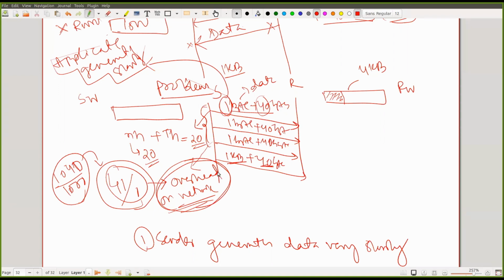Then the sender sends another 1 KB of data, let's say. Because the receiver has a 4 KB buffer, as long as the buffer is not full, you can go and send the data. So another 1 KB of data is sent and sits in the buffer. Then another 1 KB of data is sent.